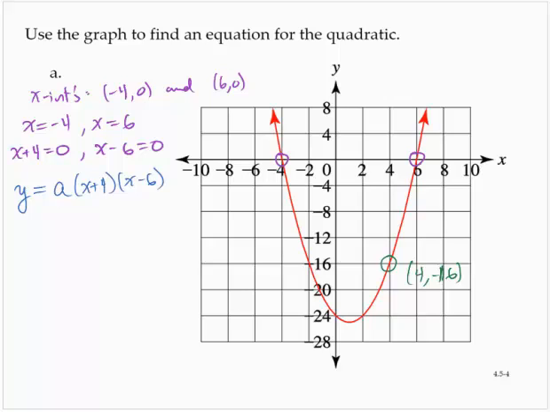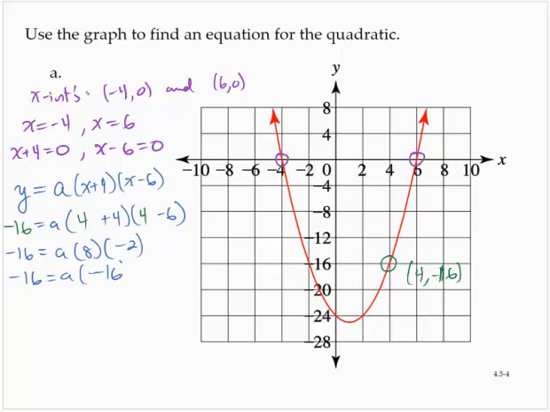When x is 4, y is -16. So then -16 would equal a times (4 plus 4) times (4 minus 6). I substituted in 4 for x. So -16 would equal a times 8 times -2. -16 would equal a times -16. Dividing through by the -16, a is equal to 1.